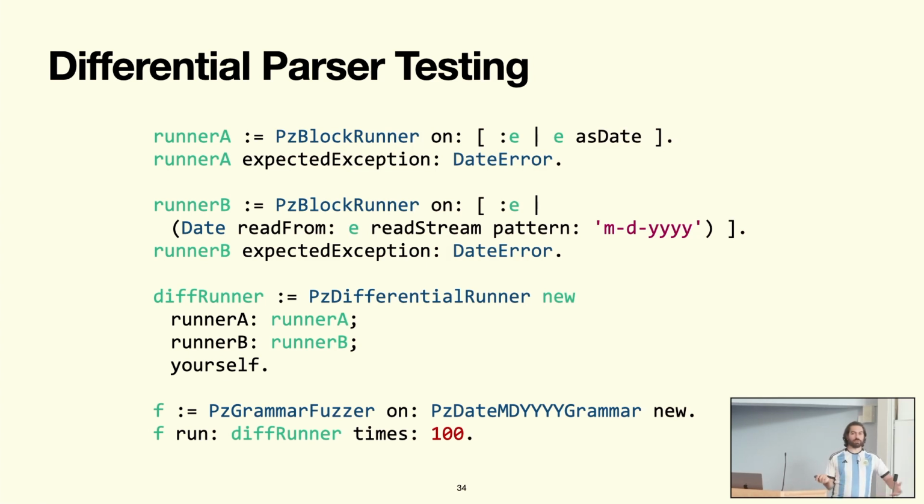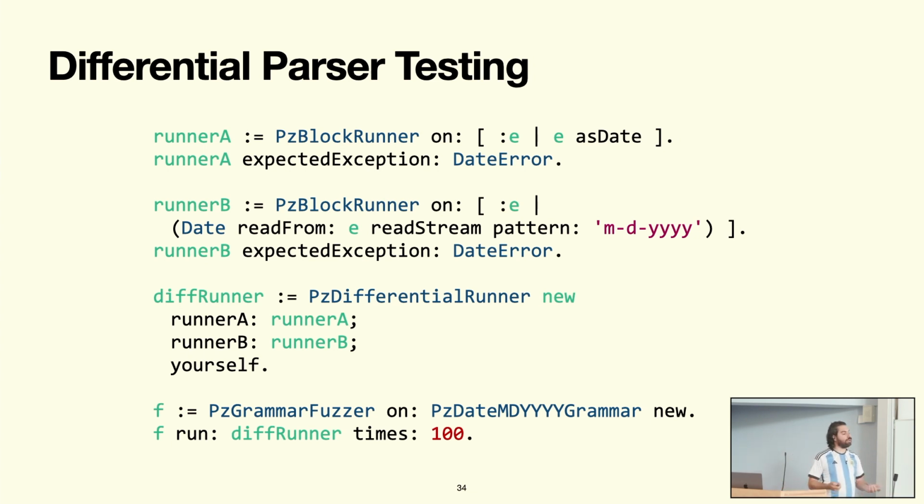Differential testing is a way to test two systems by comparing their outputs if those systems have the same specification. Here we have two parsers that should follow the same specification, and we can compare both outputs. So I have two runners here: a runner that will use asDate, a runner that will use the other parser, yeah? And then we have a differential runner that will run our grammar Phuzzer on both of them and compare the results, yeah?